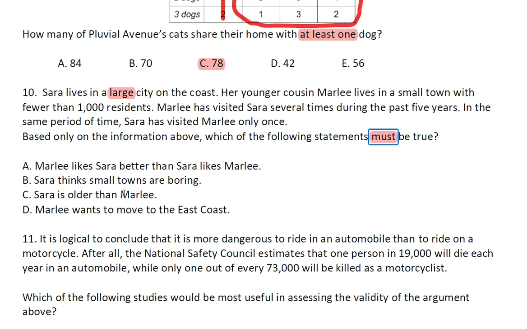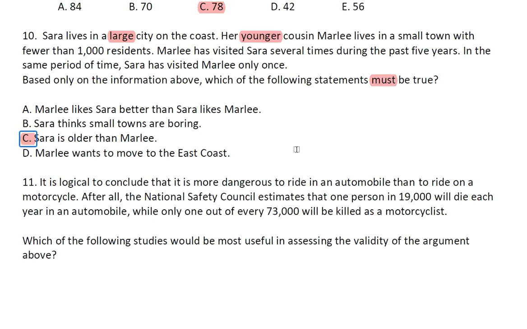Sarah is older than Marley. And yeah, it's given here in this word. It's her younger cousin, Marley. So Sarah has a younger cousin. So the answer is C. Sarah is older than Marley. So it's not a really hard question, but it's one you have to make sure you read carefully and you don't get distracted by the information. It's a good example of something called narrative fallacy, where you get given a whole heap of extra information that has nothing to do with what the question is asking you.